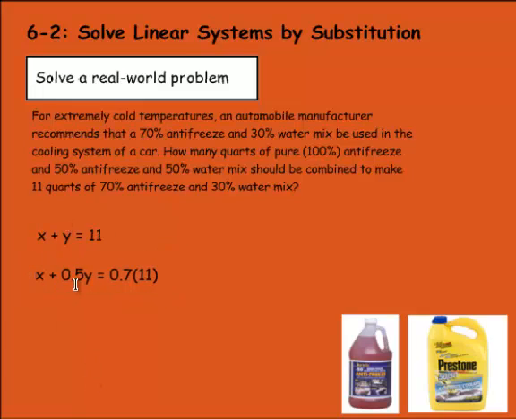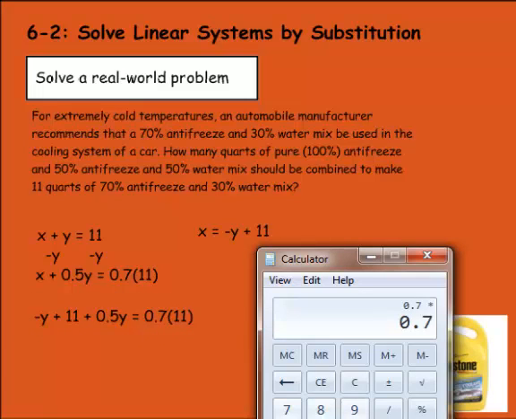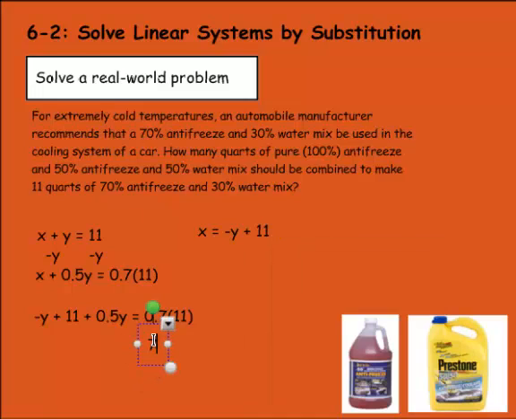So now that I have my two equations, this becomes a lot easier. I can subtract the y from both sides. So that would give me x equals 11 minus y, or negative y plus 11. So there's my x value. So I can plug that into this equation here. So we would have negative y plus 11, and then plus 0.5y equals 0.7 times 11. Then if we simplify this, 0.7 times 11 would be 7.7. So that's how much antifreeze we need total in quarts.